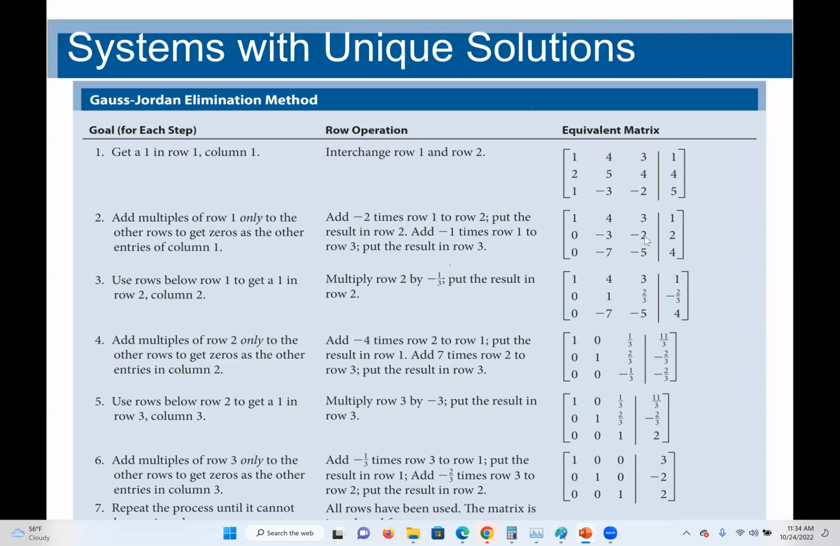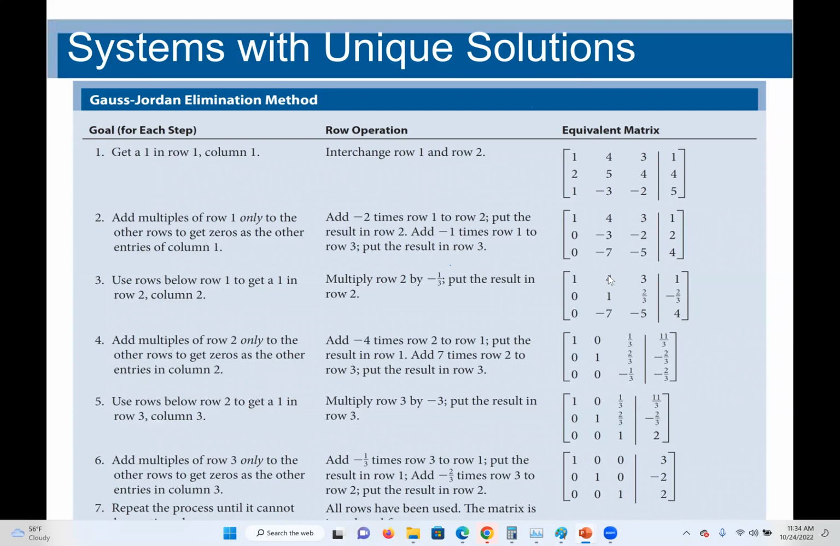Then -2 times -1/3 will give me +2/3. Okay, so we got +2/3. -1/3 times 2 will give me -2/3. We got 2/3. Okay, we finish. Now we need 0 at the 4 and we need 0 at -7.